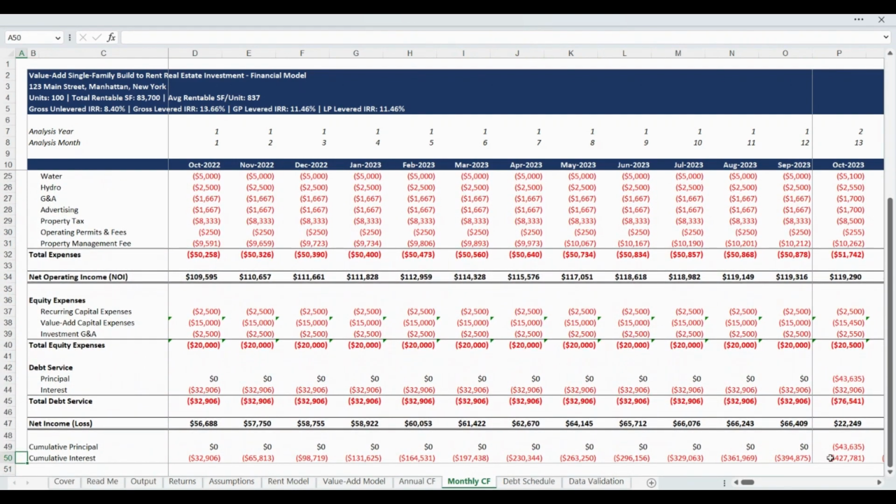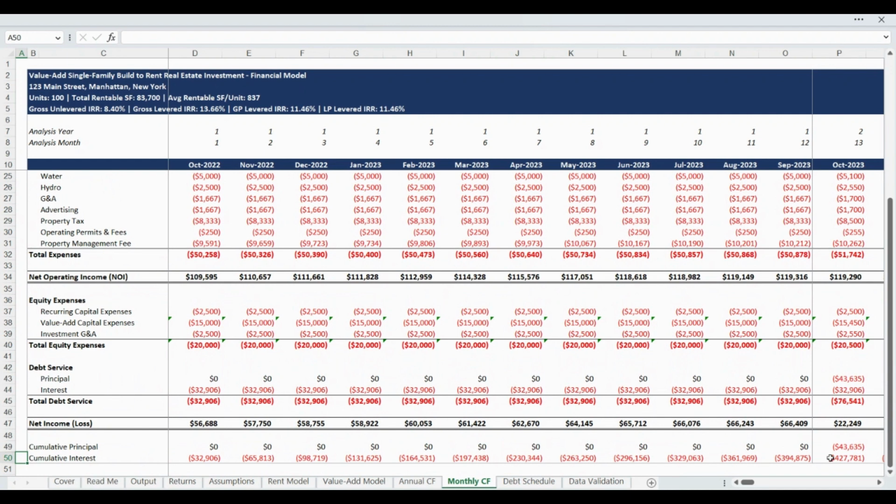The total expenses are deducted from the total effective revenue to calculate the net operating income for the month. Below-the-line expenses are then deducted from net operating income. Capital expenditures are costs for improvements to the property that are longer term in nature and can be depreciated. These costs are deducted as they are a cash expense. Investment general and administrative expenses are for items like tax returns for investors or audit expenses.